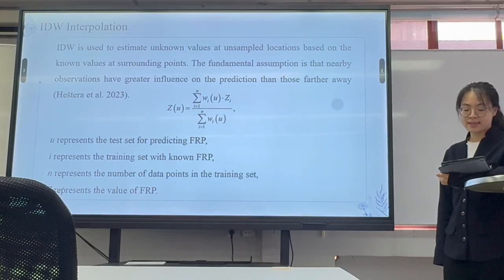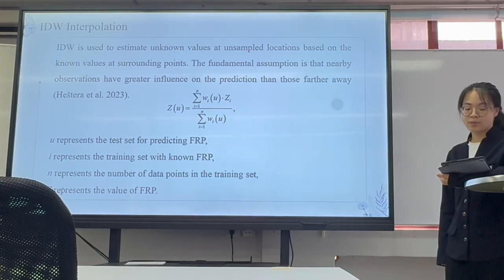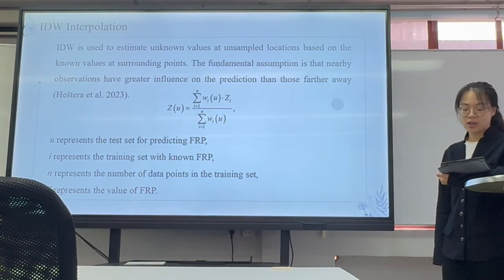Understanding IDW is key to the research. IDW is used to estimate unknown values at unsampled locations based on the known values at surrounding points. The fundamental assumption is that nearby observations have greater influence on the prediction than those farther away.